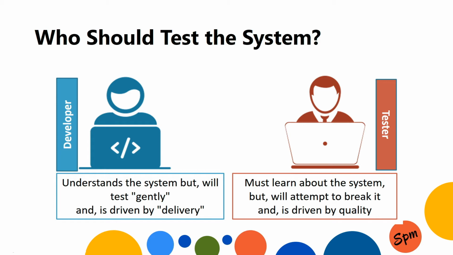On the other hand, if the tester tests the software, the main work of the tester is to find the errors and bugs. So it is likely that he will try hard enough to break the software and find the bugs. The tester's testing process will be driven by quality. But the problem is that the tester needs to know about the software and learn it first to test it, which can require some time.